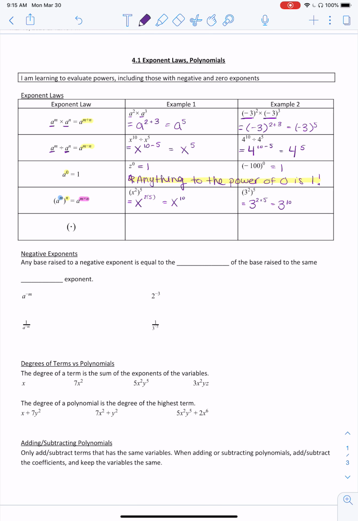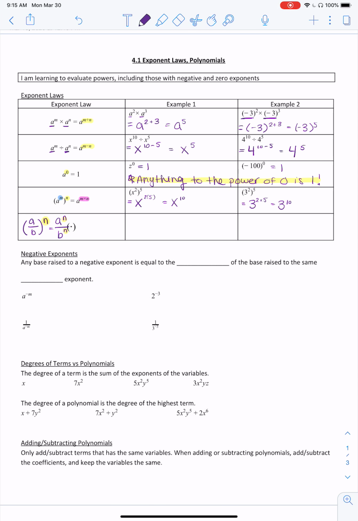And this one, for some reason it's not showing up on here, but it is our fraction rule. And when I have a fraction rule, this exponent here gets put onto my numerator and my denominator. So that will turn into a to the n over b to the n. And that's where that goes.